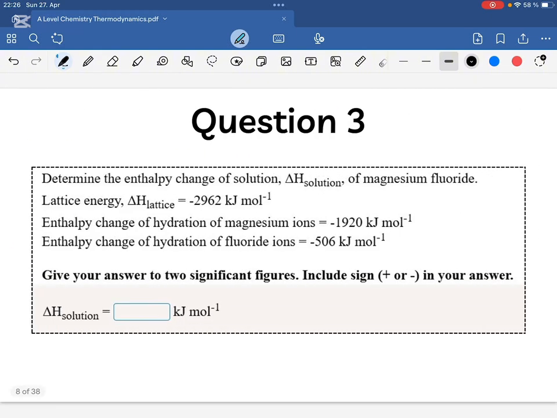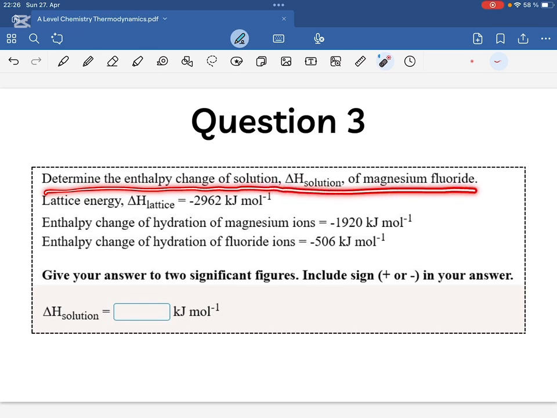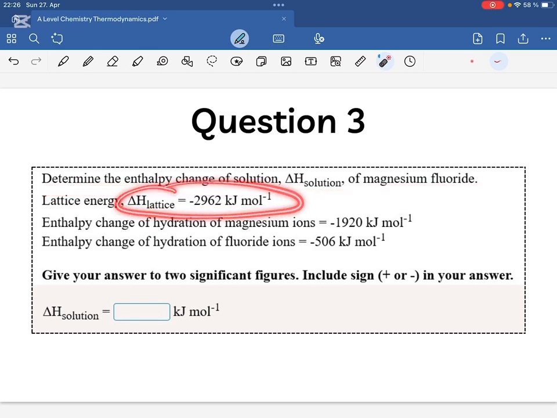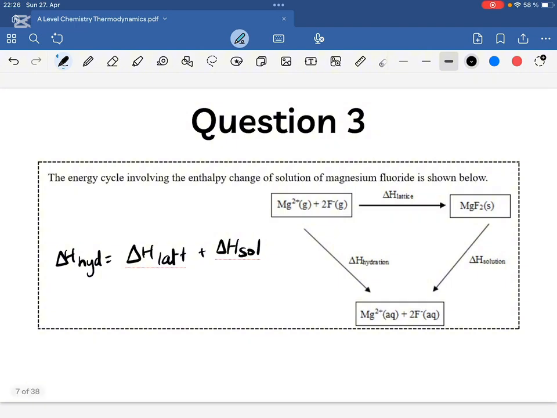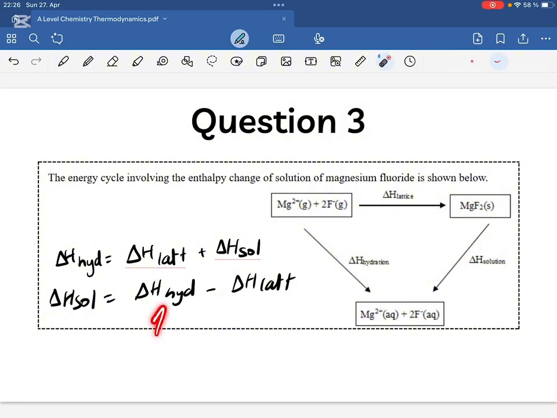Now, the question was, determine the enthalpy change of solution of magnesium fluoride. They gave us the lattice enthalpy, and they gave us the enthalpy change of hydration for the cation, the magnesium ion, and the enthalpy change of hydration of the fluoride ion. I need to find the delta H solution. So as we said, we can rearrange the equation to find delta H solution, which is going to be equal to the delta H hydration of both the cation and anion. So you need to remember that delta H hydration should be for the anion plus the cation.